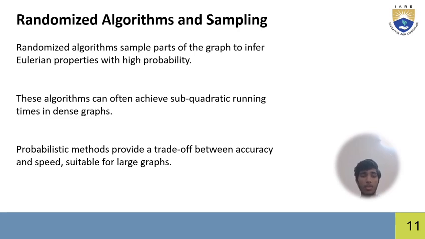Another emerging approach involves randomized algorithms. Instead of processing every edge, we randomly sample parts of the graph to estimate Eulerian properties with high probability. These methods often achieve subquadratic runtime while maintaining reasonable accuracy. This trade-off makes them attractive for extremely large dense graphs.